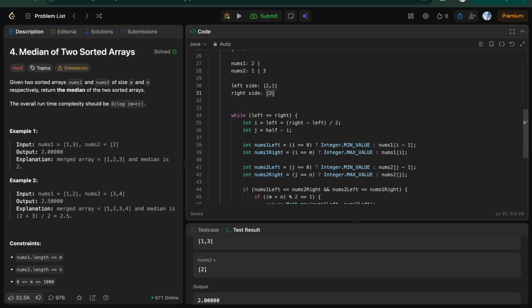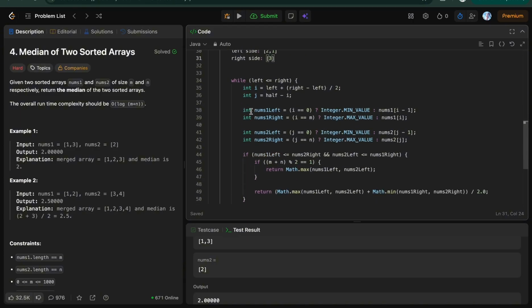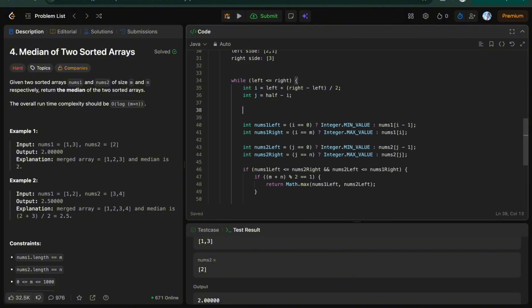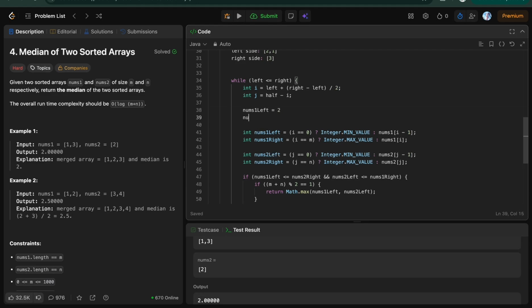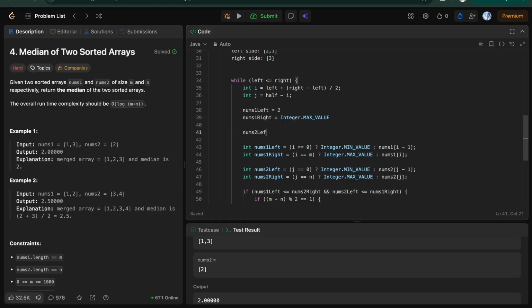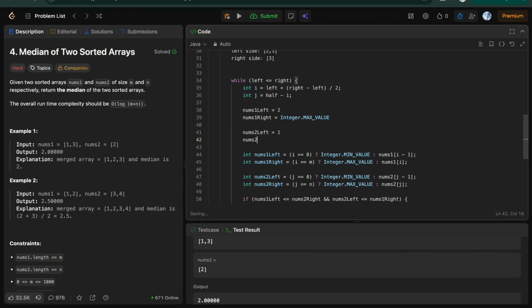Now we continue with our 4 boundary values. I'm going to do it down here real quick. Like that. So our nums1 left will be 2. Our nums1 right will be the integer max value. Our nums2 left will be 1. Nums2 right will be 3.